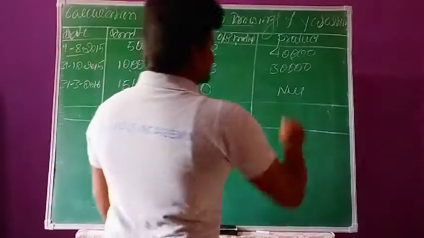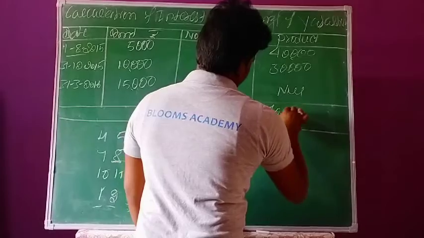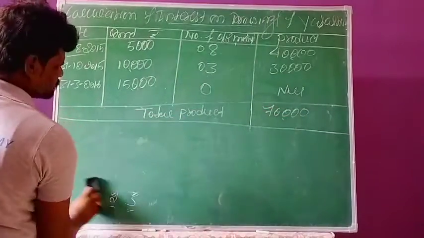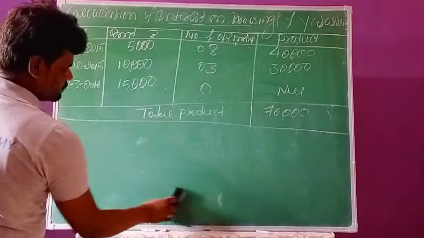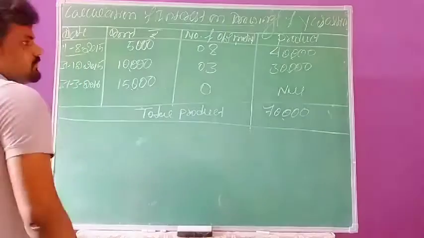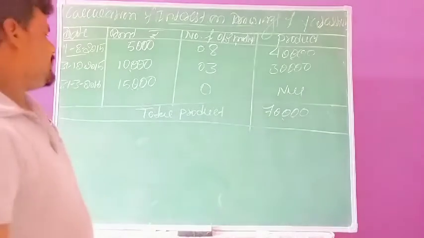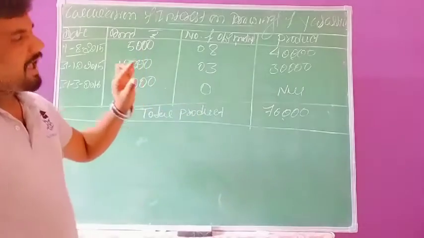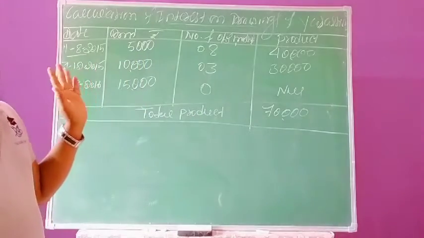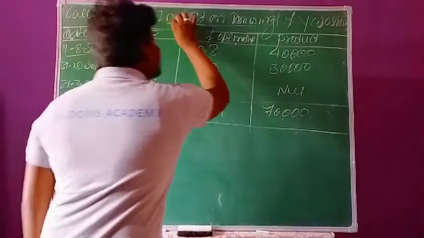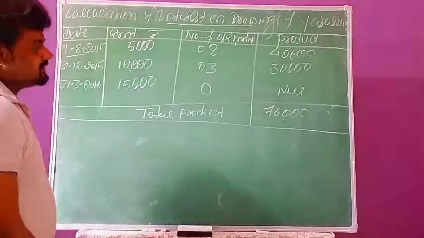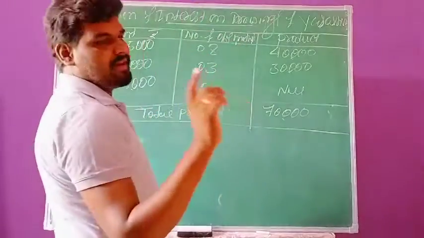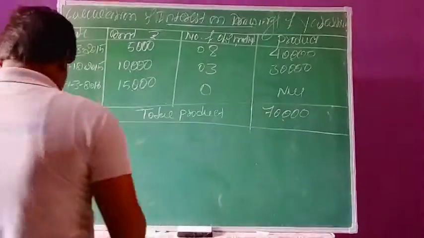Total product is 70,000. So now we have completed ascertaining the product. But as per the question, what do we need to calculate? We need to calculate interest on drawings. For the calculation of interest on drawings, there is a formula. Now we need to apply that formula.